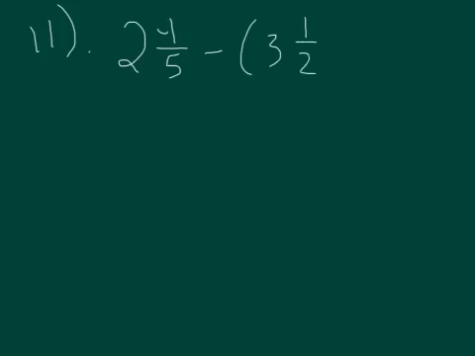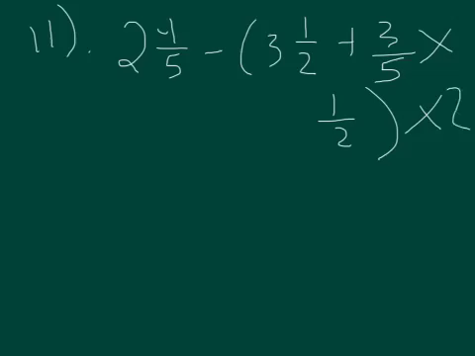Okay, number 11. This was actually just a PEMDAS problem. I wasn't there to explain, but the percent sign was supposed to be a multiplication. So it was actually 2 4/5 minus 3 1/2 plus 3/5 times a half, in parentheses, times 2.